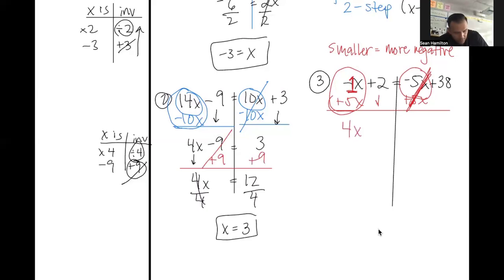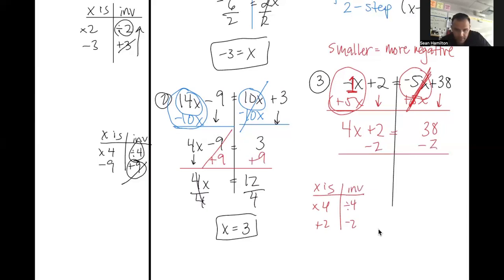Bring down the plus 2. Bring down the 38. So now solve my x is times by 4 plus 2. So I'm going to do the inverse, which is minus 2, and then divide by 4. So minus 2 to one side. I'm going to minus 2 to the other side. Those 2's cancel. On the left-hand side, those twos cancel.